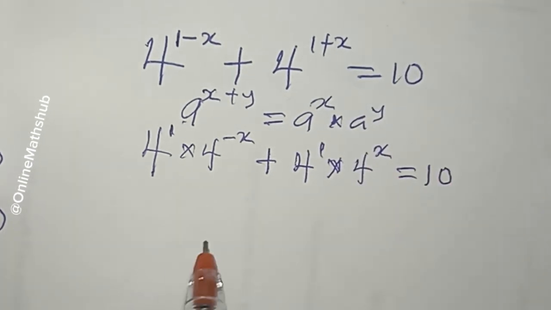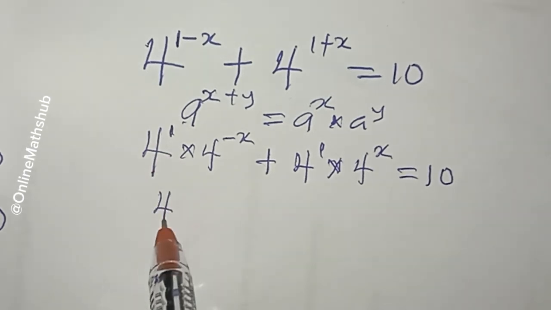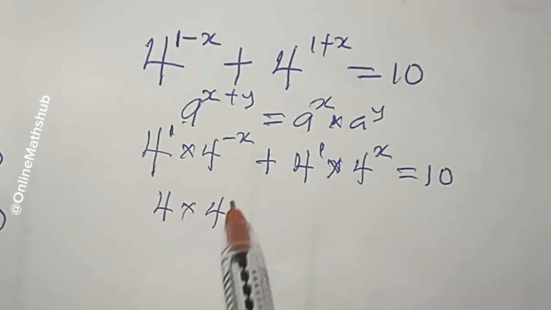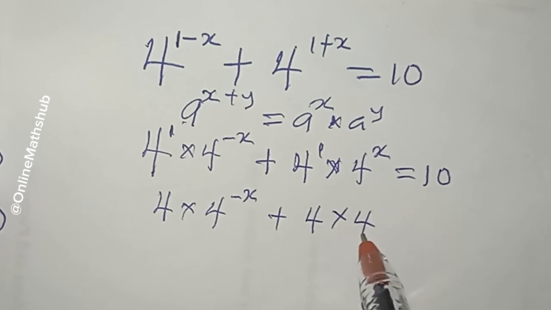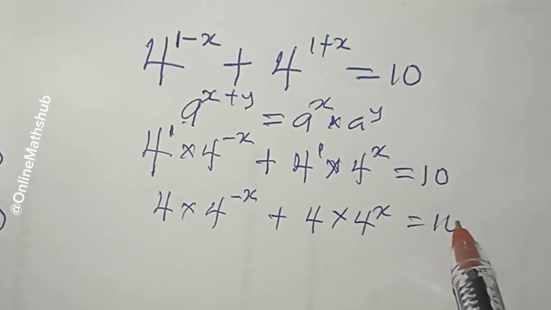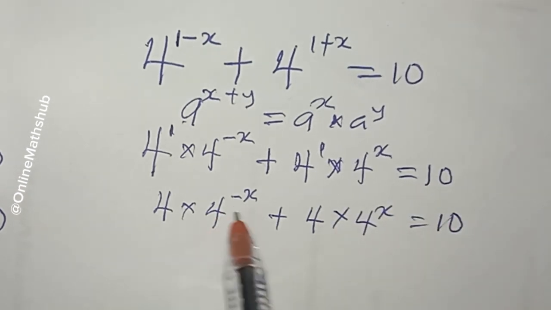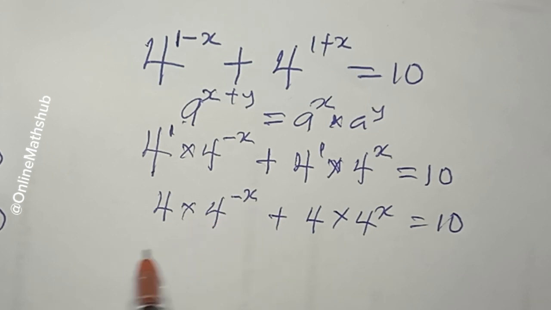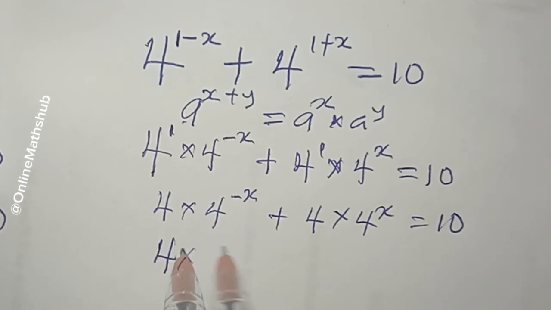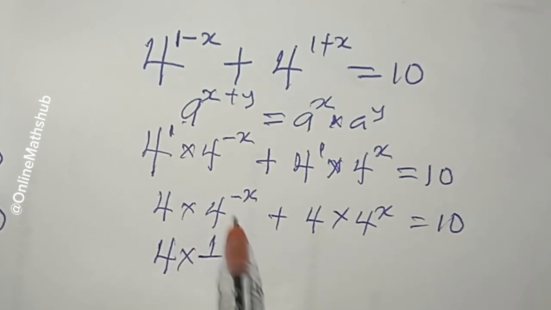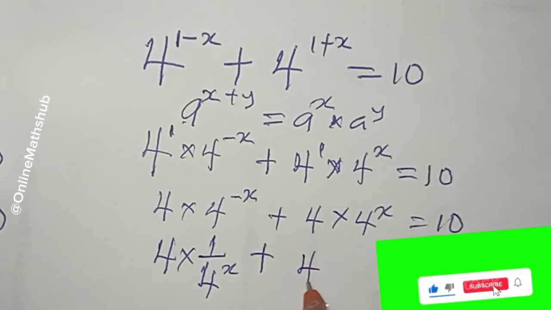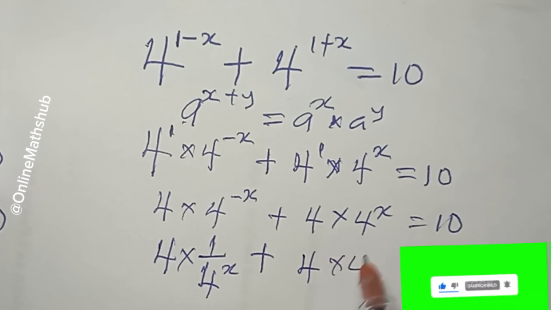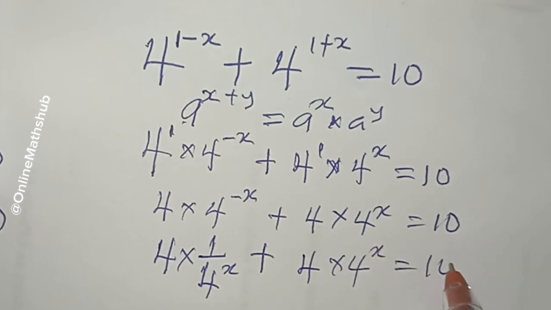So 4 power 1 is the same as 4, so we have 4 multiplied by 4 power negative x plus 4 multiplied by 4 power x is equal to 10. Next, I can rewrite this term: I can write 4 multiplied by 1 over 4 power x, plus 4 times 4 power x, is equal to 10.